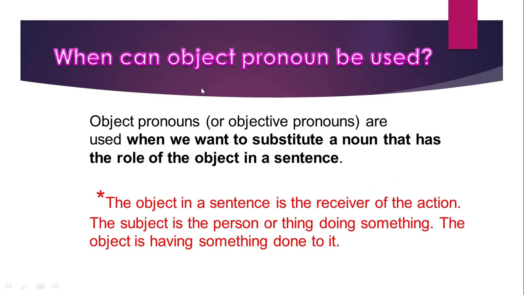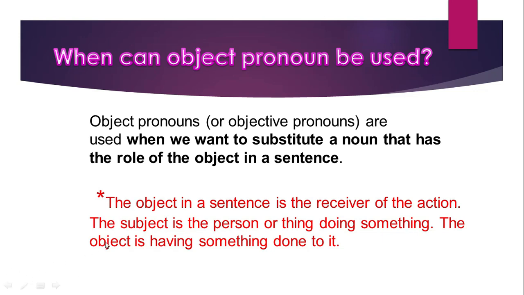Okay, when can object pronouns be used? Object pronouns are used when we want to substitute a noun that has the role of the object in a sentence. Like I just told you, at the place of an object it can be a name of a person, a place, or a thing. So when you write another pronoun instead of the name of that object, then you use an object pronoun. The object in a sentence is the receiver of the action. It means that the object is that on which the work is done. It's the receiver of the action.